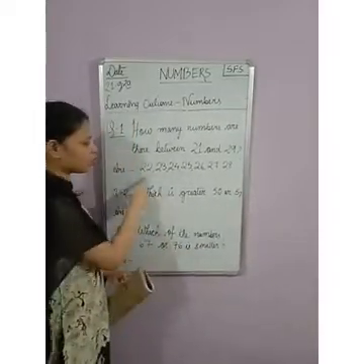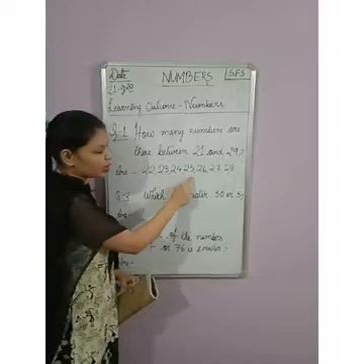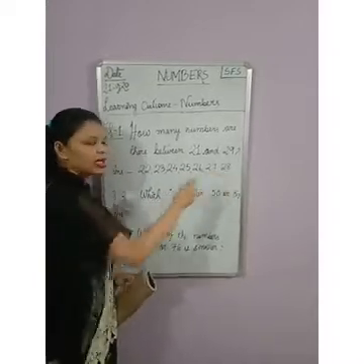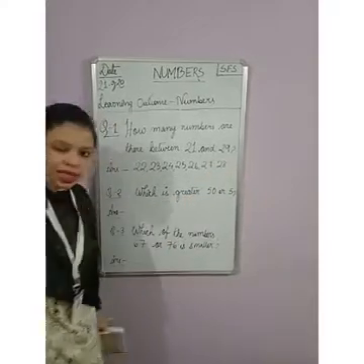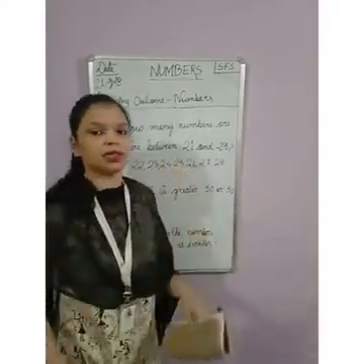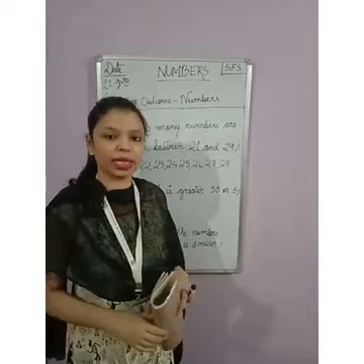So 22, 23, 24, 25, 26, 27, 28. No need to write 21 and 29 in the answer. We just have to write all the numbers that are between 21 and 29.